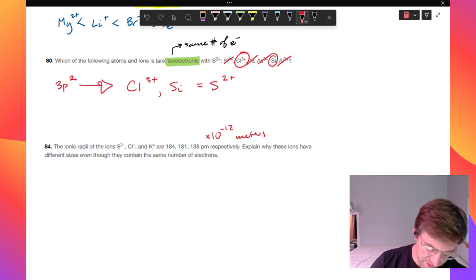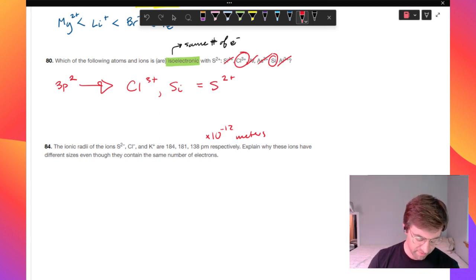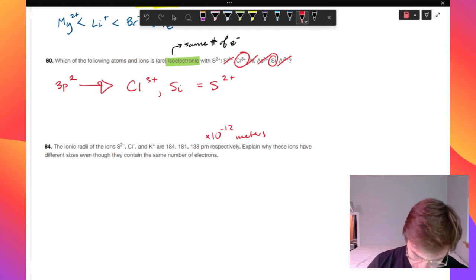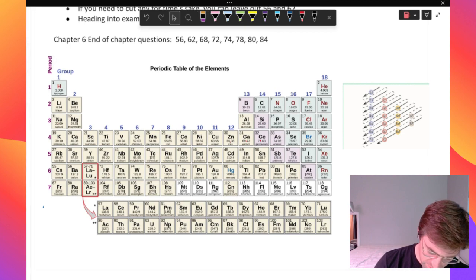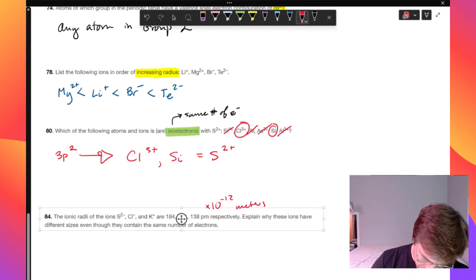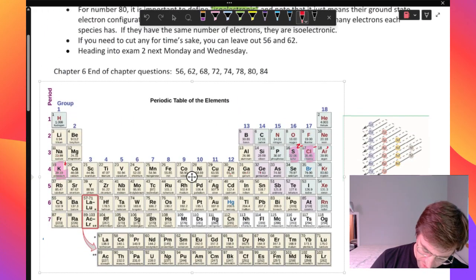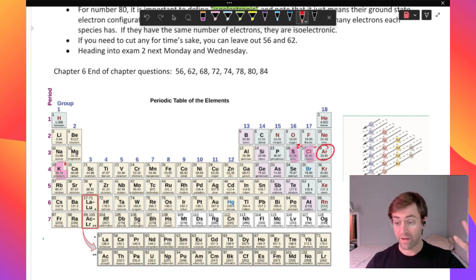Explain why these ions have different sizes even though they contain the same number of electrons. So they're all isoelectronic with each other, same number of electrons. Why do they have different radii? We kind of touched on this already, right? Sulfur, chlorine, and potassium. They all have the electron configuration of argon. So the question is, why do they have different radii?